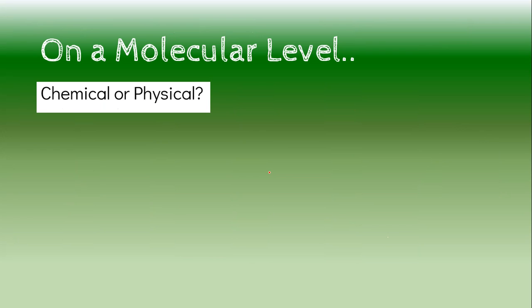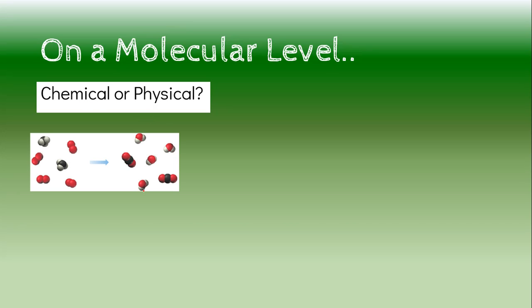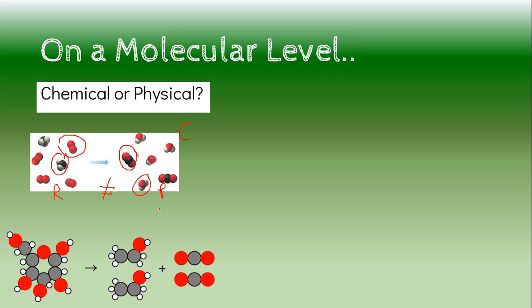Beautiful. All right, my friends, on a molecular level, what does this look like? Is it chemical or physical? So here we go. I'm going to look here. I got these two guys paired up. I got these guys paired up. This is my reactant. Over on my product side, I noticed that I have different things being arranged. This tells me it's chemical because my reactants do not equal my products.